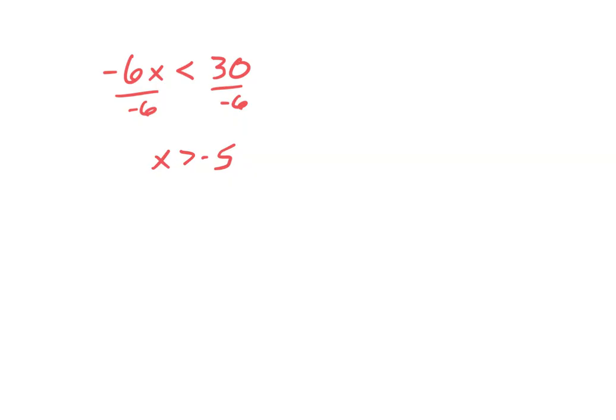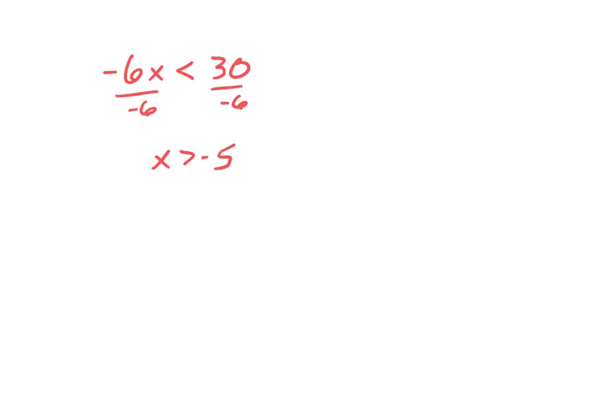So I'm going to pick a number that's bigger than negative 5, okay? And I'm going to try to pick something really easy. 0 is my go-to. If I can use 0, I'm going to use 0 because 0 is so easy to use, right? 0 is bigger than negative 5. What's negative 6 times 0? 0. Is 0 less than 30? You bet. Okay, so it works.